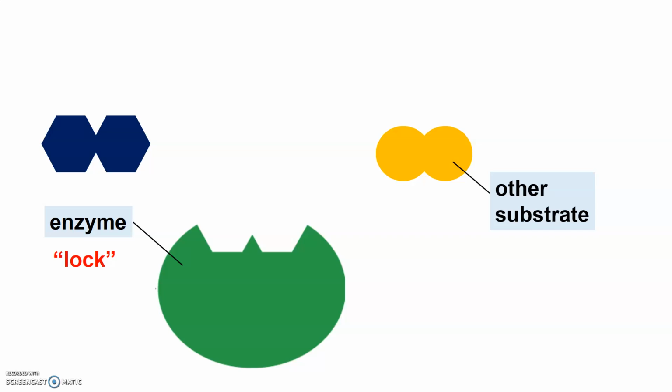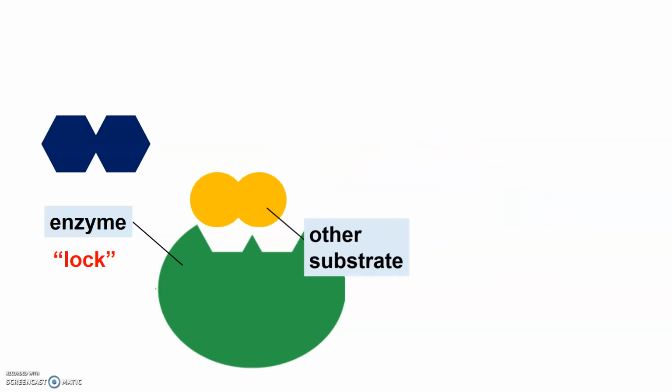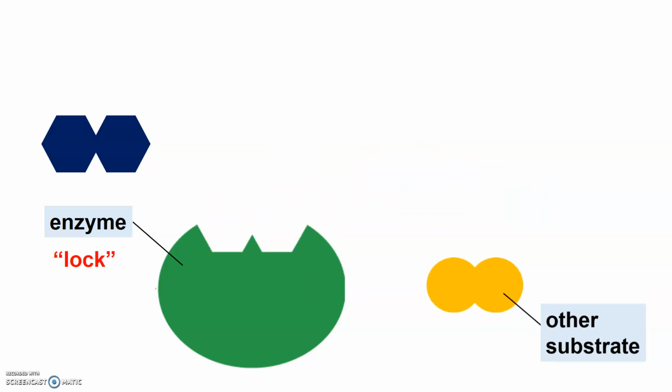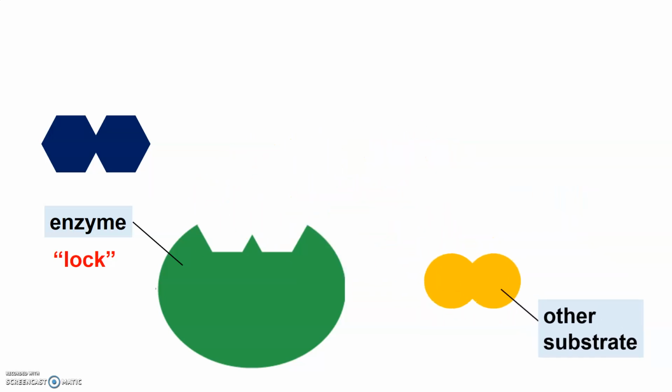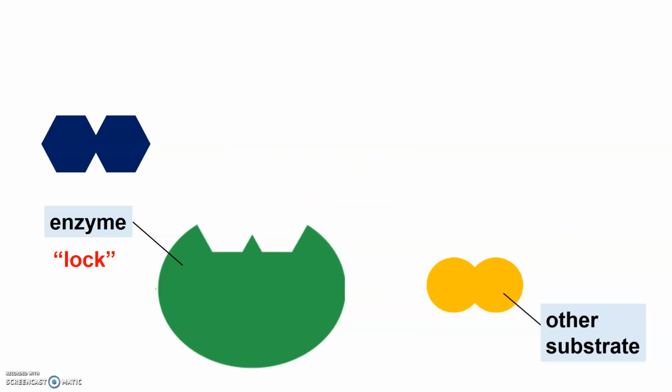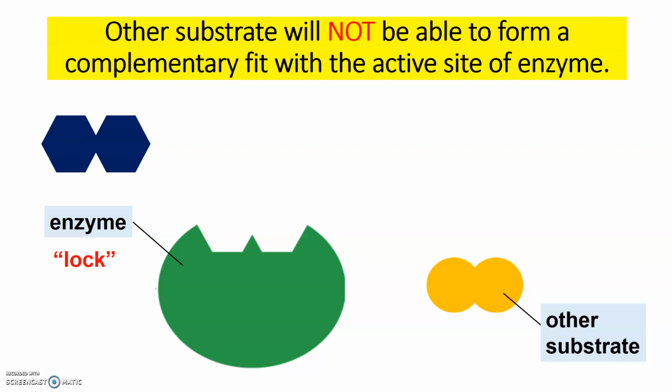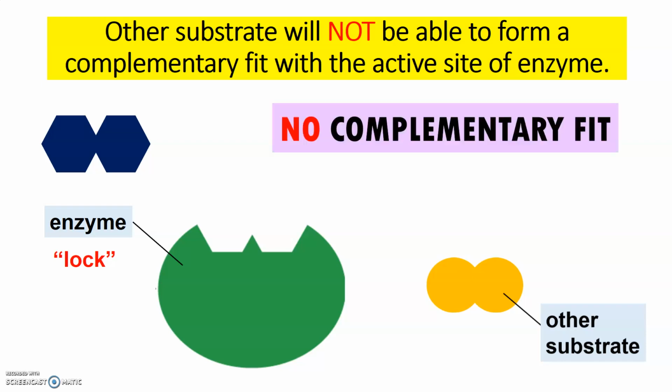How about other substrate? Will it be able to fit into the active site of the lock? Of course not. That's because the shape of other substrate is not complementary to the shape of the active site of the enzyme or the lock. So there's no complementary fit, hence there's no reaction.